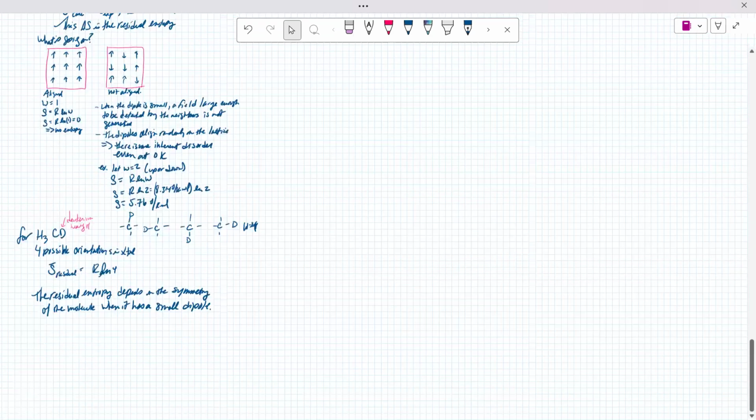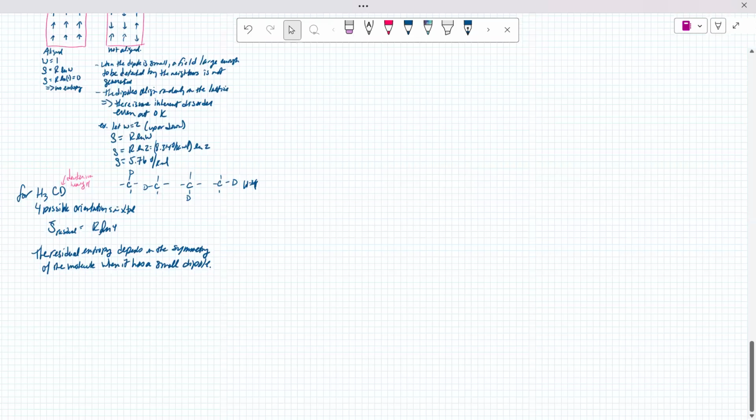And then finally, we took a look at the orientations of lattice type. So the entropy then will depend on the symmetry of the molecules because there are different ways to orient these.